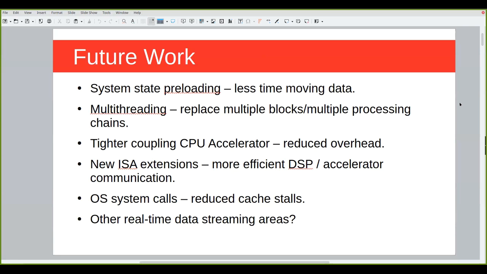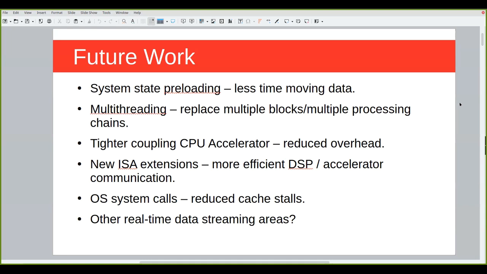Can we use tighter coupling between the CPU and the accelerator? At the moment, it's very far away from the cache hierarchy, so there's a lot of memory latency. This would reduce the overhead and potentially reduce the cost of data transfers.